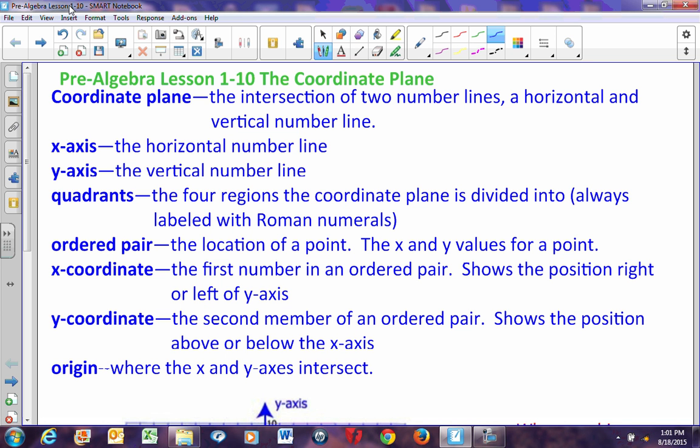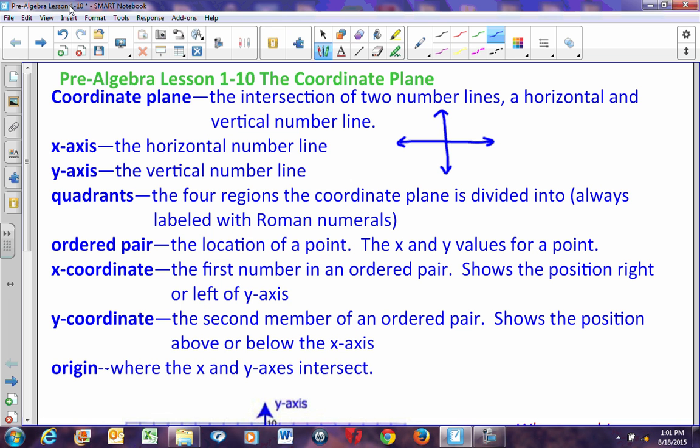For example, if I intersected two of them, like this, I have just broken it up into 4 quadrants, 4 different regions. Okay? The 4 regions that the coordinate plane is divided into are called quadrants, and they're always labeled in Roman numerals. We'll have a picture below, and I'll be able to explain this a little bit better at that time. An ordered pair is the location of a point.